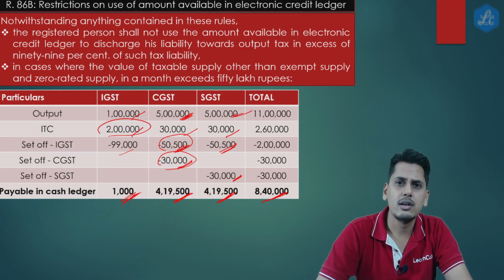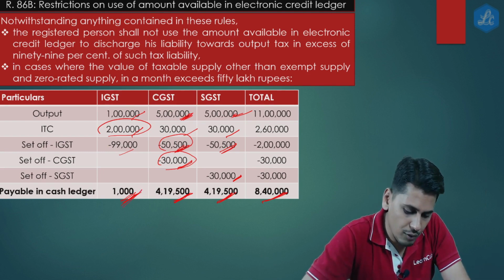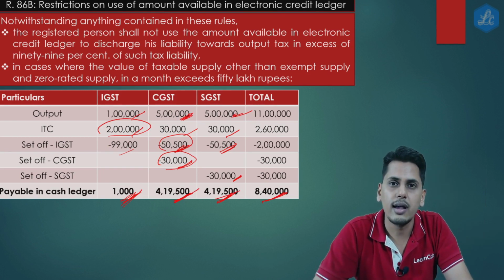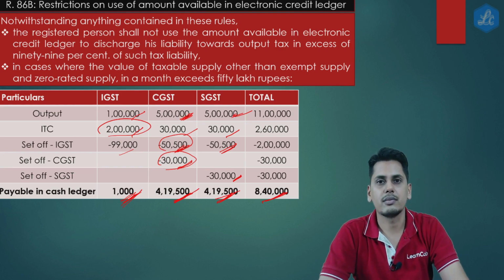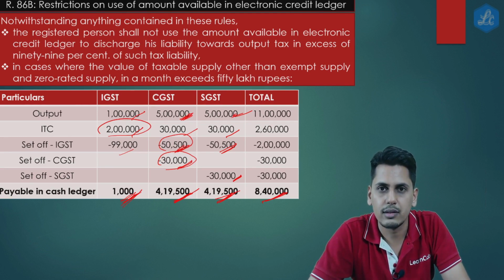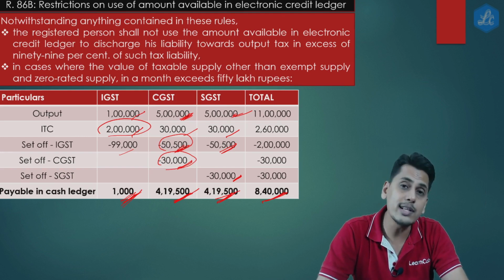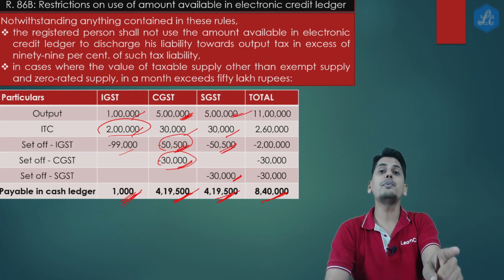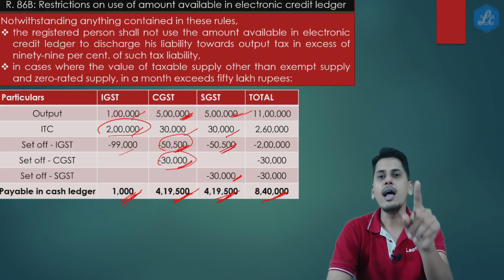The assessee says, which provision of law have I violated? I have complied with rule 86B. I have paid at least 1% in all the tax heads, and you say I violated the provisions of law. The officer says, what is the sequence of utilization of credit? The sequence of utilization of credit is, first you have to empty the IGST bucket.